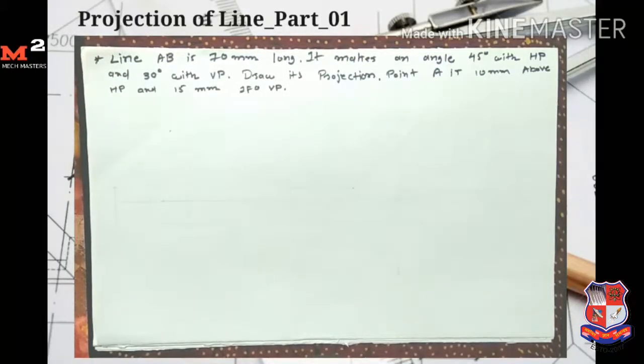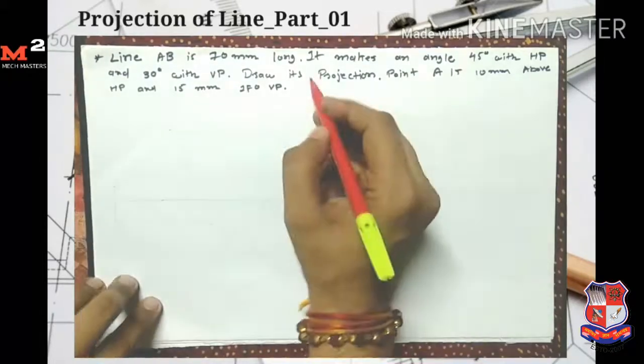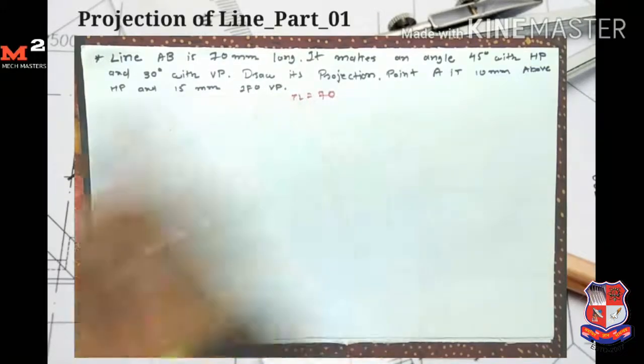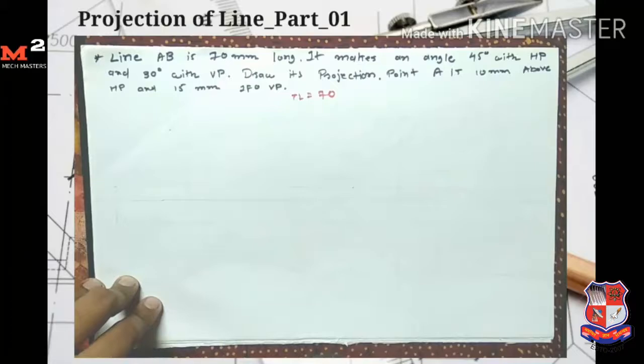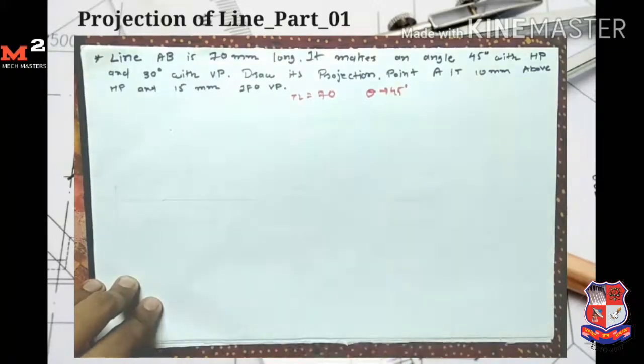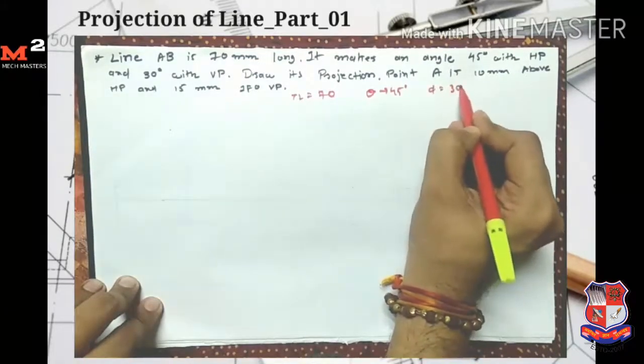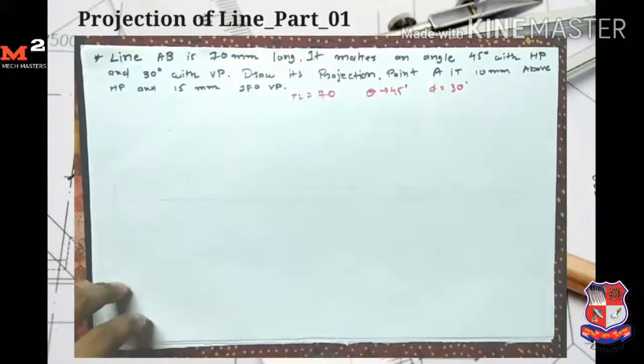For better understanding of the last case, when the line makes an angle with HP and VP, let's see one problem. The problem is: the line AB is 70 mm long, so the true length of the line is 70 mm. It makes an angle of 45 degrees with the HP, so theta is equal to 45 degrees, and 30 degrees with the VP, so angle phi is equal to 30 degrees. Draw its projection when the point A is 10 mm above HP and 15 mm in front of VP.